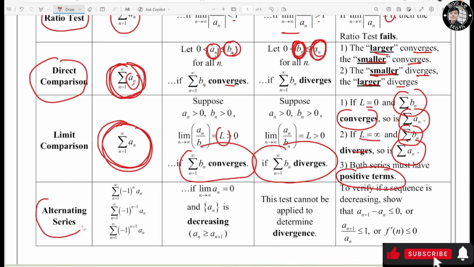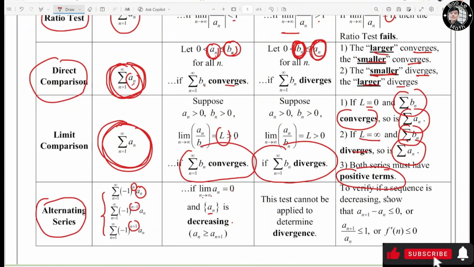Now, next one, the alternating series test. Here are three different formulas of the alternating series you're going to see on the AP exam. It could be power of n, it could be n minus 1, it could be n plus 1. If the limit of a sub n equals 0 as n approaches infinity, and the sequence a sub n is decreasing, meaning a sub n is greater than or equal to a sub n plus 1, then the series converges. Now, this test cannot be applied to determine divergence.